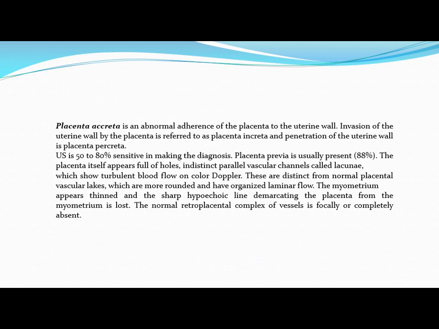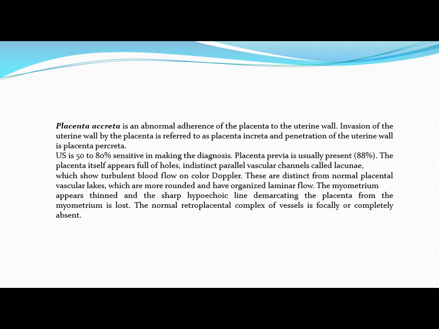Placenta accreta is an abnormal adherence of the placenta to the uterine wall. Invasion of the uterine wall by the placenta is referred to as placenta increta, and penetration of the uterine wall is placenta percreta. Ultrasound is 50 to 80% sensitive in making the diagnosis. Placenta previa is usually present.